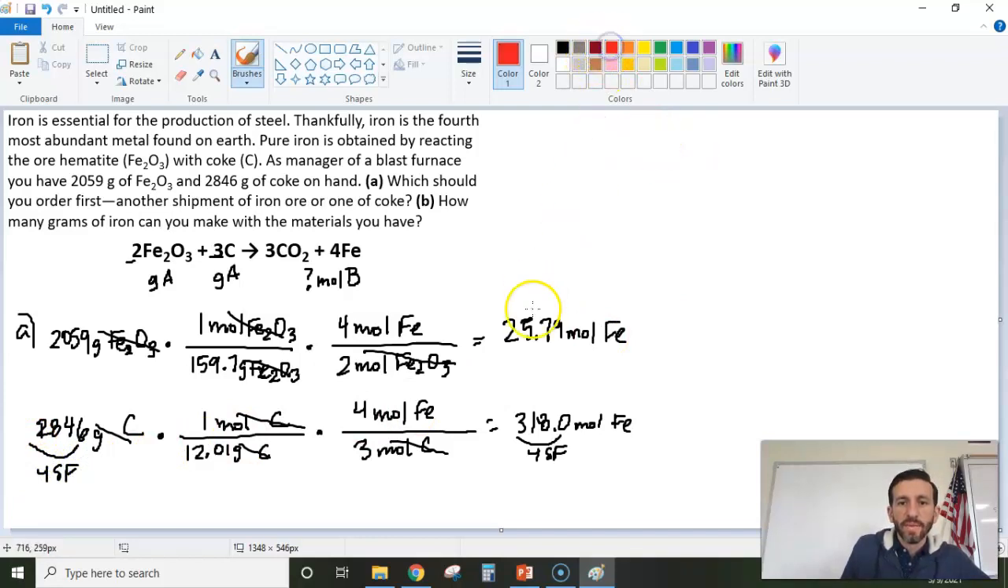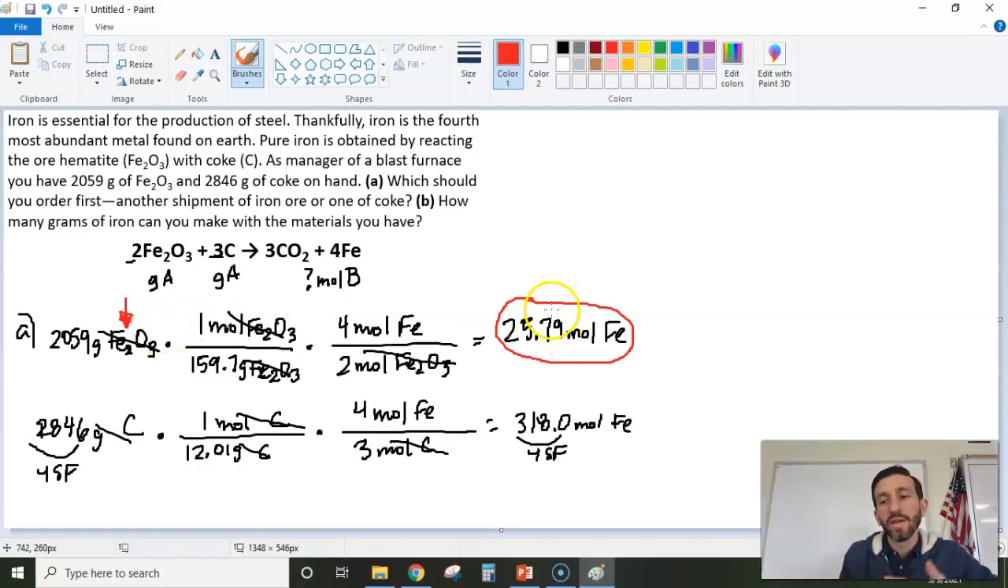So this here makes less product, right? So I'm going to run out of this first. This is going to get completely used up, right? And up until I make 25.79 moles of iron, and then I'm done. So this here is our limiting reactant. This is what we're going to have to get some more of first. All right, now for question B.